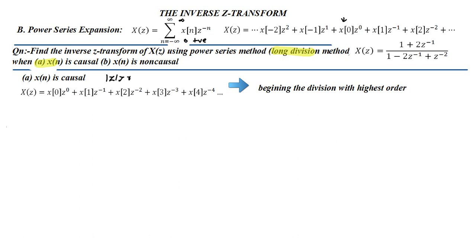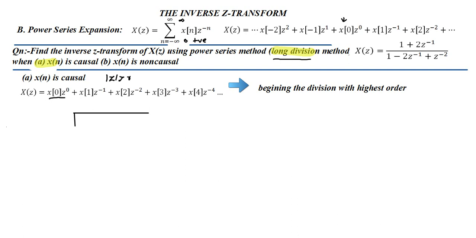That's why X(z) is written like this: x(0) times z raised to 0, which is 1, then x(1) times z raised to minus 1, etc. It contains negative powers of z. In order to solve this question, we need to first divide the signal, so that's why it's known as the long division method. We'll see how we can solve this particular problem.